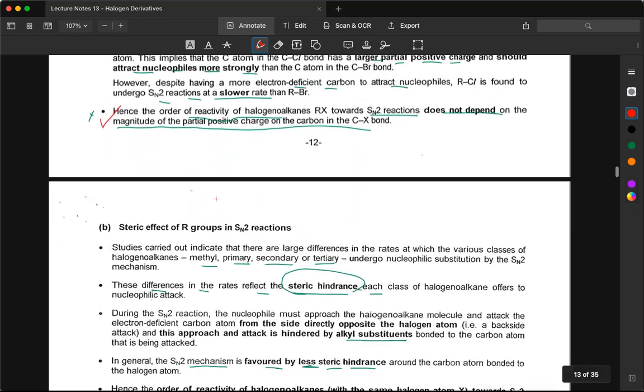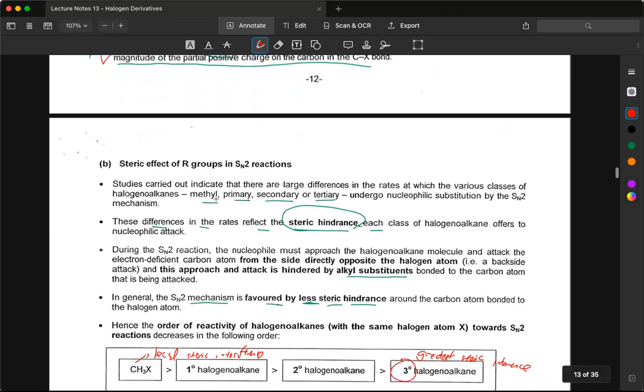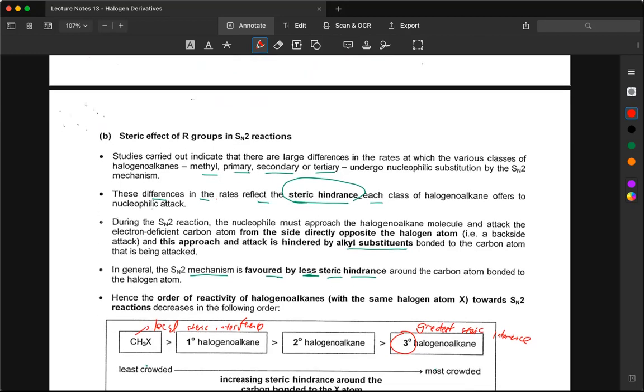Now, steric effect of R groups in SN2 reactions. Studies carried out indicate there are large differences in the rate at which the various classes of halogenoalkanes, methyl, primary, secondary, or tertiary, undergo nucleophilic substitution by the SN2 mechanism. These differences in rate reflect the steric hindrance each class of halogenoalkanes offers to nucleophilic attack.